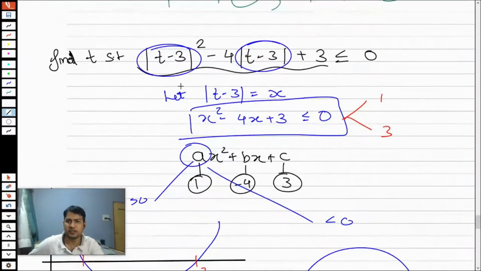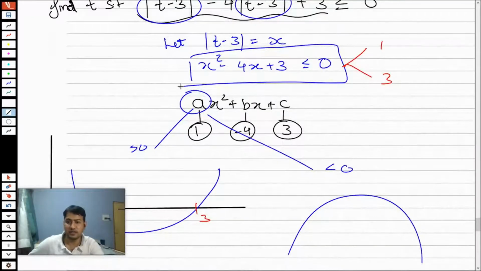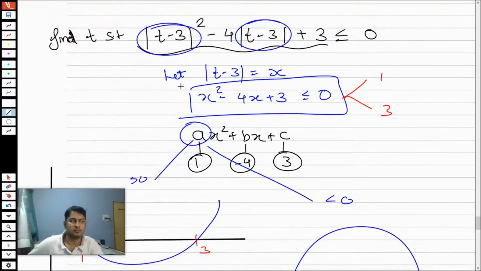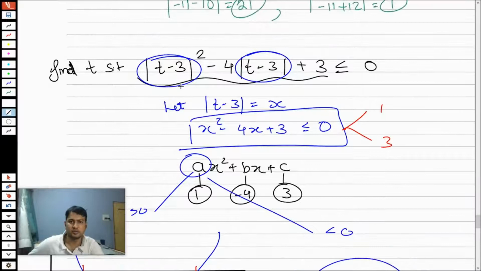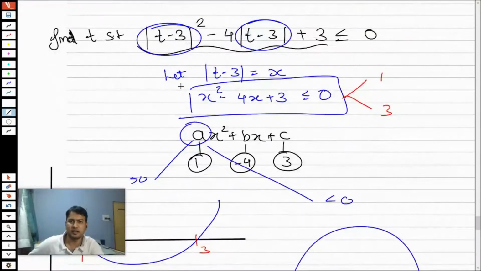For this particular thing, let's see. I don't know, I just made this question up, so I don't know what the answer is. Okay, so t values. Okay, let's see what answer comes.